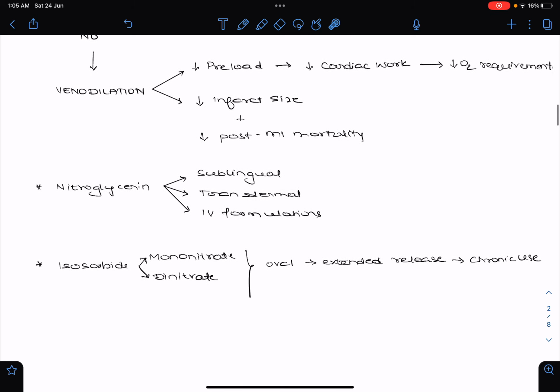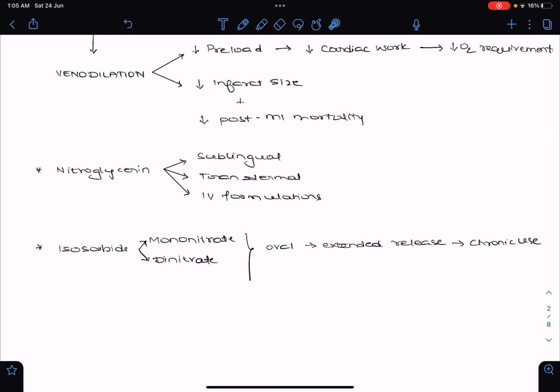So what are the nitrates which are useful for treating angina? As we know, we have nitroglycerin, also called glyceryl trinitrate. Usually this is given by the sublingual route. What are the other routes through which nitroglycerin can be administered? They are the transdermal route and IV formulation. They can also be administered in the form of ointment, patches, etc.